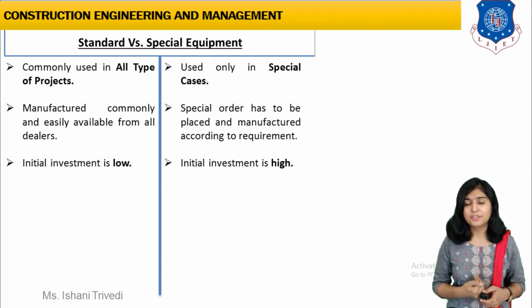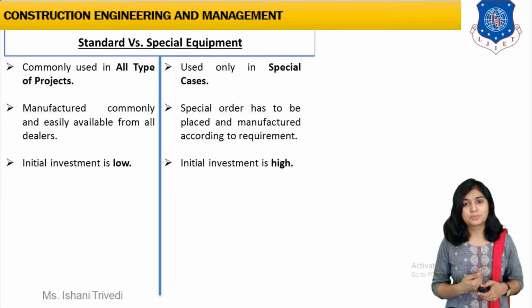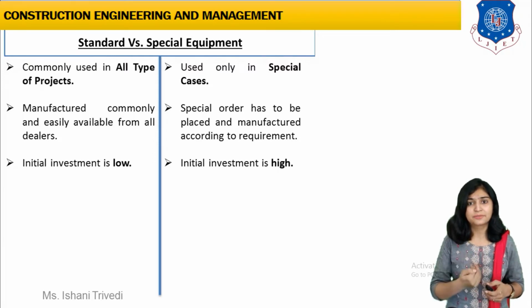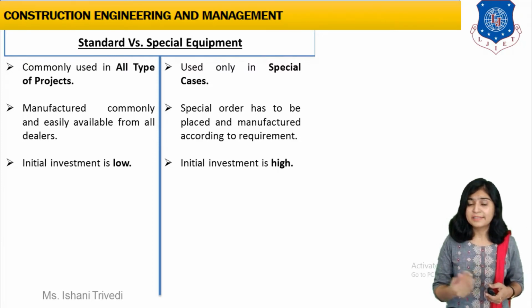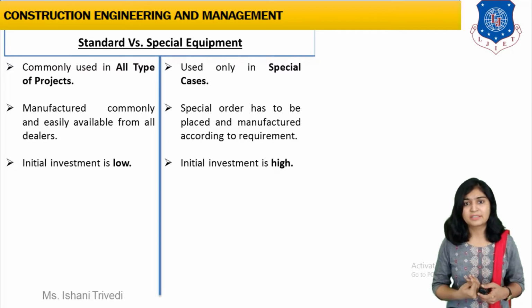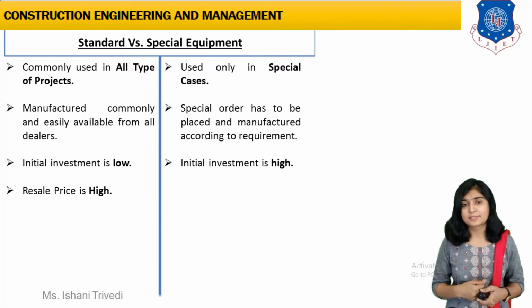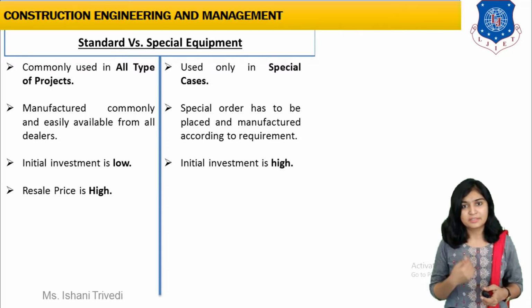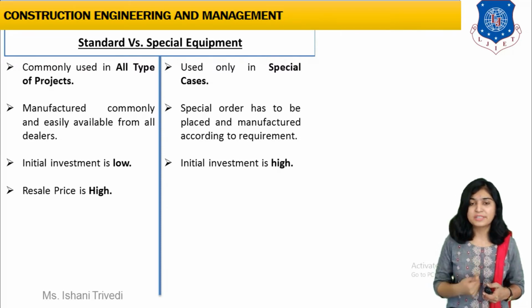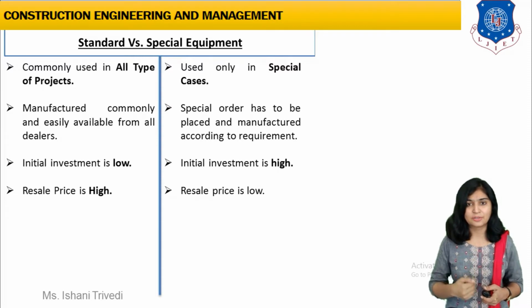Next, it is manufactured commonly and easily available from all dealers. As I said, if it is standard throughout the country, the manufacturer is going to manufacture the same standard equipment everywhere, and it is easily available, while the special equipment has to be designed. Next we have initial investment. Of course, if it is manufactured in bulk, then the initial investment will be low, while in the special equipment, the investment cost, that is the initial cost, will be more, right?